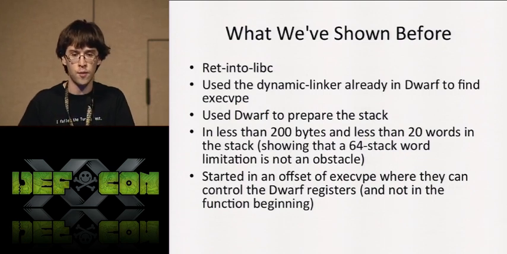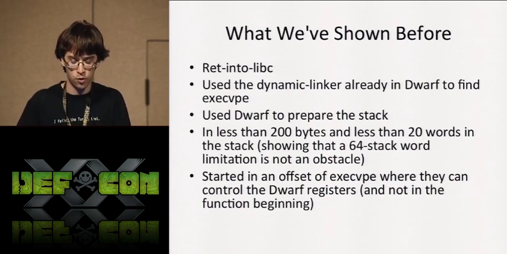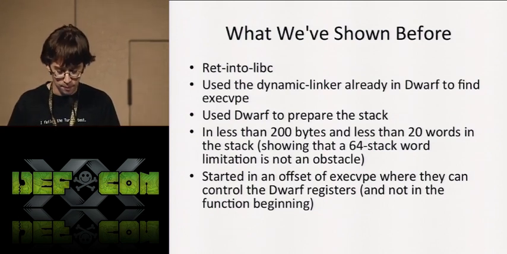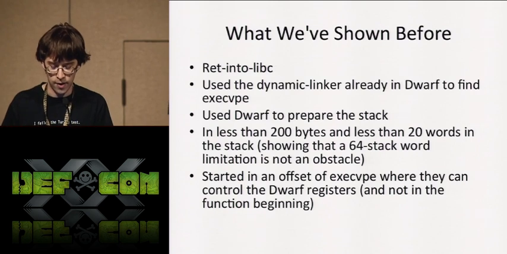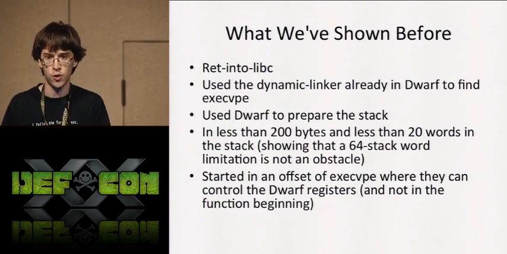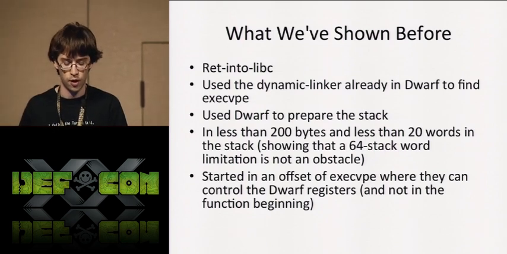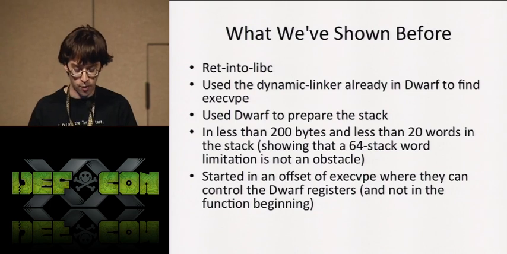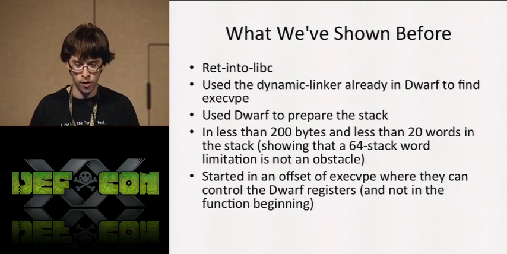So I'm going to show a demo that we've shown before. We showed it at ShmooCon a little while ago. This is the Trojan. We set up a dynamic linker, which finds execvpe. We prepare the stack, and we set up the registers that we can control. We return execution to a location that then loads the parameter passing registers from the registers we can control and calls exec.